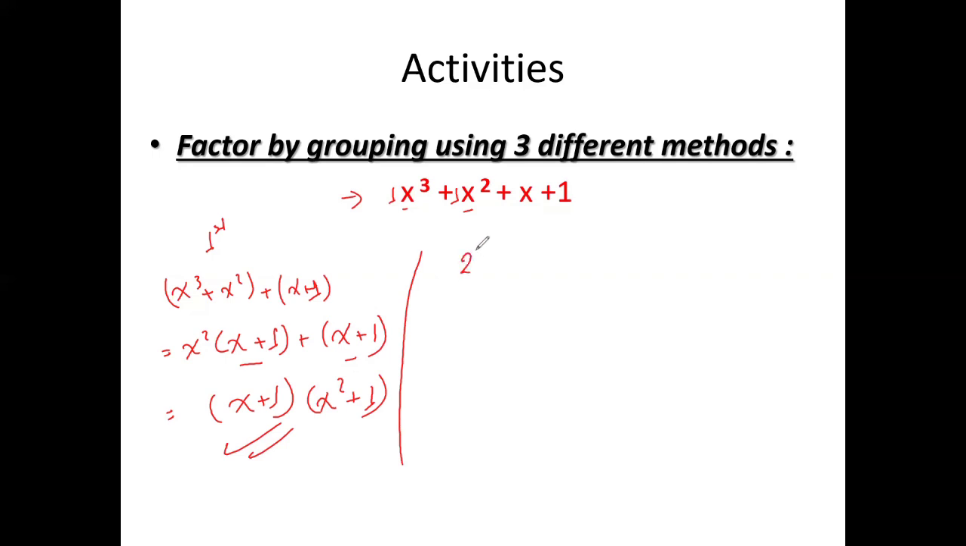Now, the second method. Let's group the first with the third, for example. We will get x power 3 plus x, plus x squared plus 1. Here we have a GCF, which is x. So we'll get x power 2 plus 1, plus x power 2 plus 1. And we don't have any GCF of this bracket.